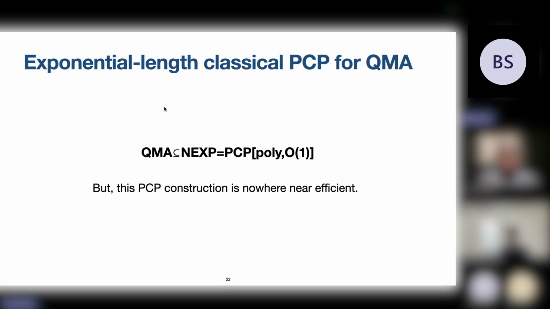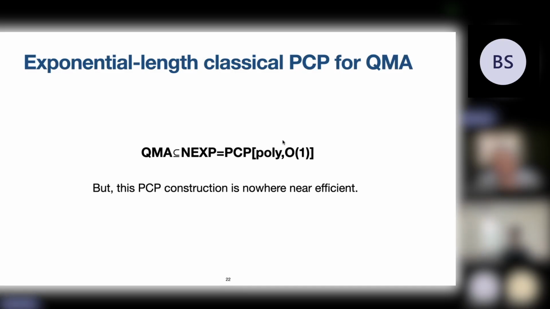Thanks. Okay, so I'm just saying, you have QMA in non-deterministic exponential time, and non-deterministic exponential time is the same as PCP with polynomial randomness. Polynomial randomness means exponential proof length. So this actually gives you a PCP construction. It's not quantum, it's exponential length, and it proves QMA.